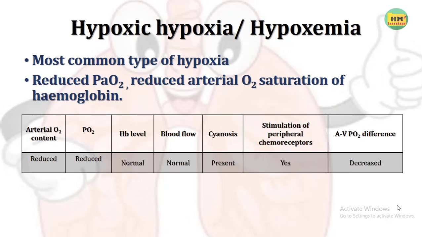So what will happen? The total arterial oxygen content will be reduced. The PaO2 is reduced, the hemoglobin level is normal, but because the PaO2 is reduced, the arterial oxygen saturation of the hemoglobin, that is the percentage saturation of the hemoglobin by the oxygen, will be reduced. The blood flow is also normal. So what are the causes of the hypoxic hypoxia and what is the mechanism behind this type of hypoxia? We will see now.